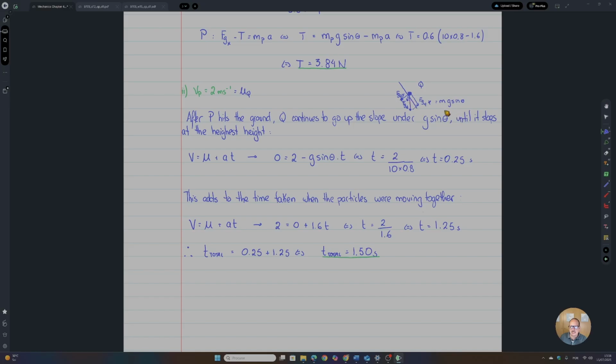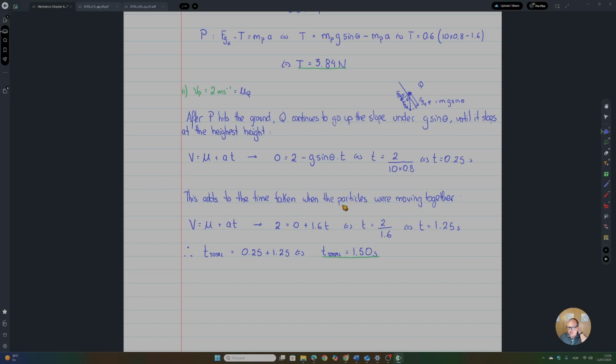Okay, so knowing that this is going to be the deceleration of Q, I can calculate the time. I know v, when it stops, v is 0. I know u is the initial speed when P hits the ground. When P hits the ground, its speed is 2 meters per second, the same as the speed of Q, right? So I know this is 2. The acceleration, I just got an expression for it. The only thing I don't have is time. So substitute everything and I got the time. 0.25 seconds is the time it takes for Q to stop after P hits the ground.